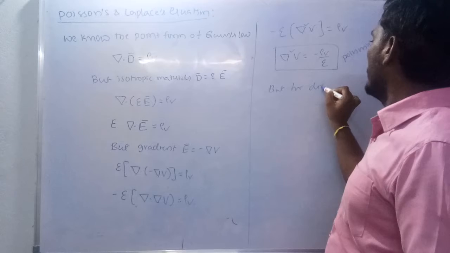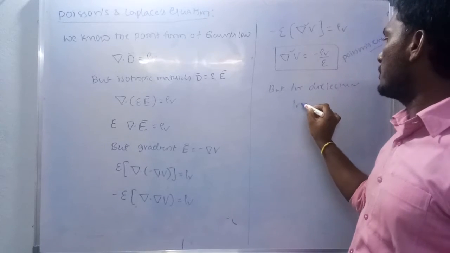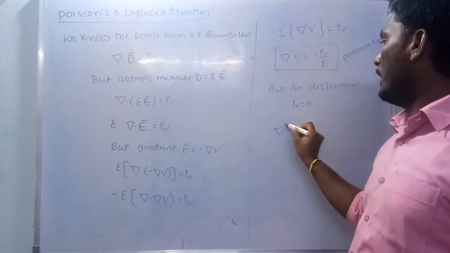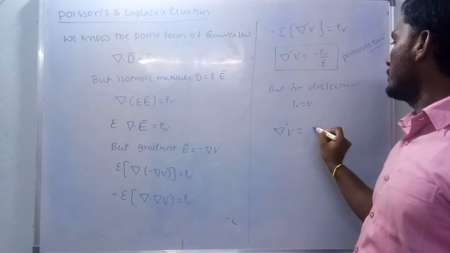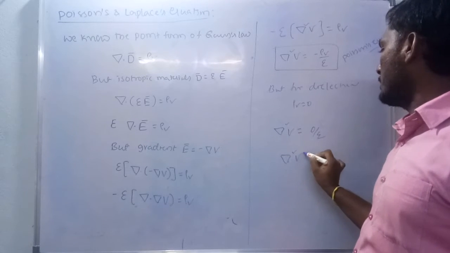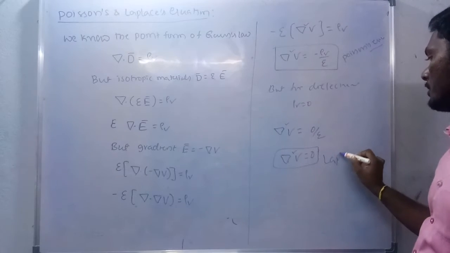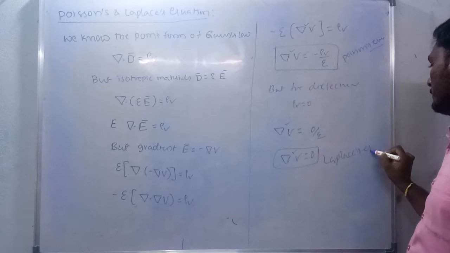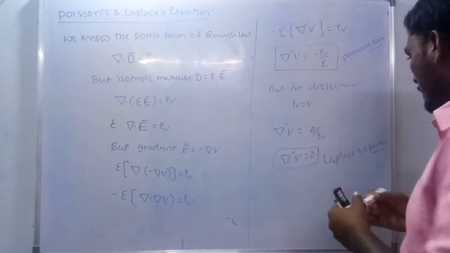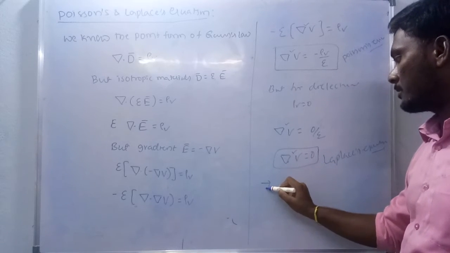But for dielectric materials, what is the charge inside the dielectric materials? It is 0. So rho v is equal to 0. If you substitute rho v equal to 0 in the Poisson's equation, it will become del square V is equal to 0 by epsilon, or del square V is equal to 0, and it is called your Laplace equation.